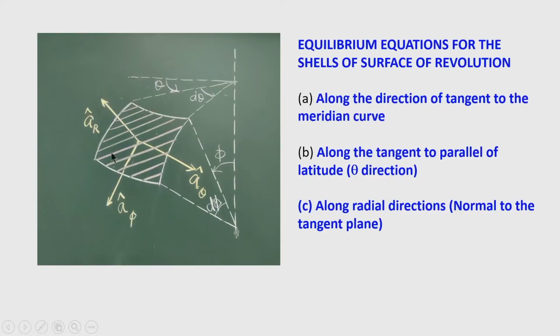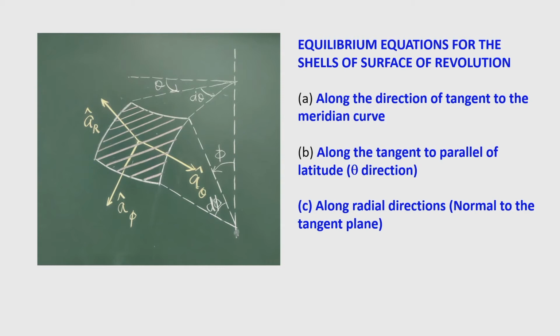So, here the shell element is bounded by the angles d phi and d theta, so that its area is, if this radial distance is r, r d theta into this arc length r 1 d phi. So, the area of this element is r d theta into r 1 d phi. To form the equilibrium equation, we collect all the components of the forces in the respective directions and then sum up with proper sign.